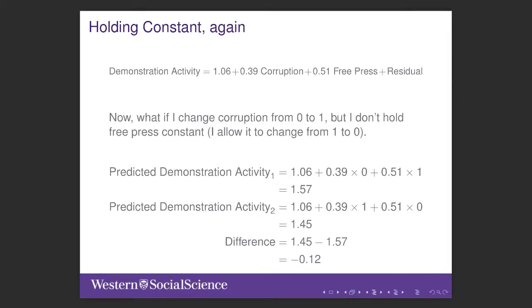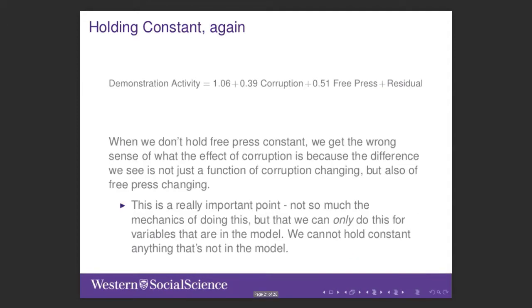Now let's do the same thing, but allow press freedom to change from 1 to 0 as well. That is, both variables are changing as we move across the two predictions. This gives us predictions of 1.57 for corruption equals 0 and free press equals 1, and 1.45 for corruption equals 1 and free press equals 0. Taking the difference, we get minus 0.12, which is quite different from what we found before.